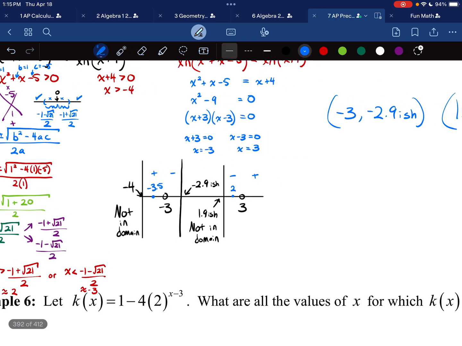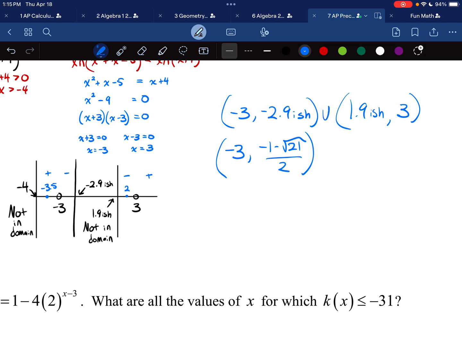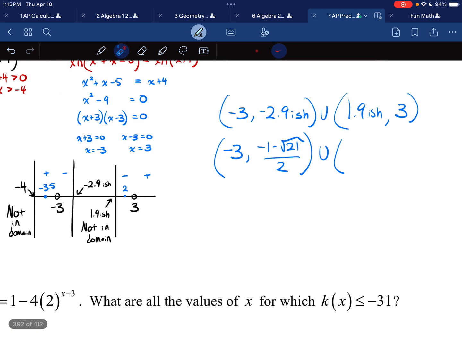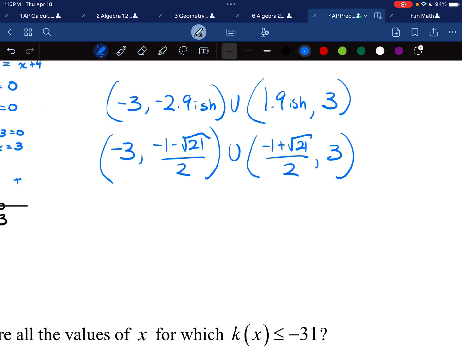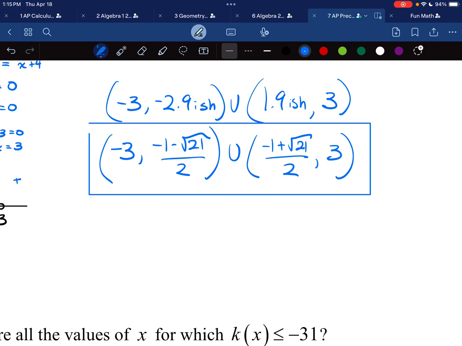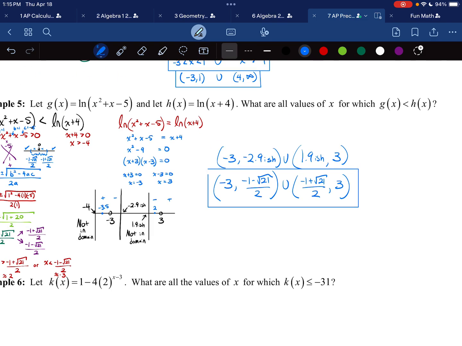So here we go. Oh, this is a crazy hard problem. -3 all the way to -2.9, which came from this number right here, which is -1 minus root 21 all over 2. Those are in parentheses. This is a union of these. And 1.9-ish came from this value right here, so it's -1 plus root 21 all over 2, and that goes all the way to 3. Whew, oh my goodness, there is our final answer. I don't even want to do this in inequality notation. Interval notation is good enough for me. And we have our final answer.